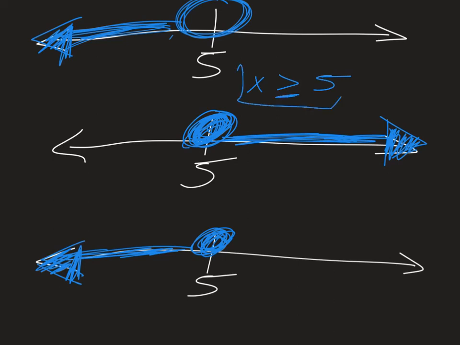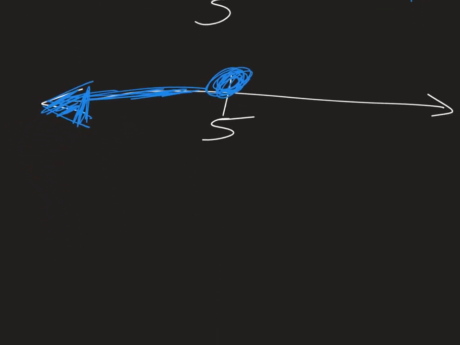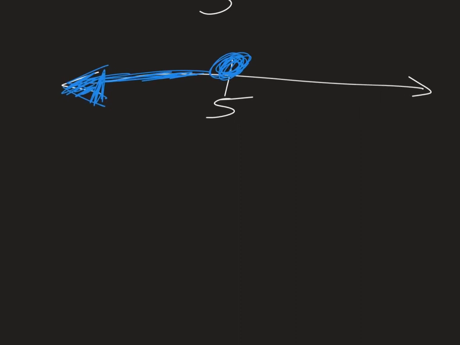So if you were going to write that as an inequality, it can be X is greater than or equal to 5. And by the same idea, the last one, you'll notice once again, it's filled in. So X could be equal to 5. And then it's shaded to the left, which means that X could be less than or equal to 5. So if you were going to write an inequality to represent this number line, X could be less than or equal to 5.